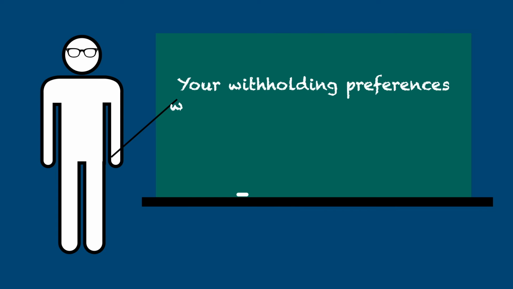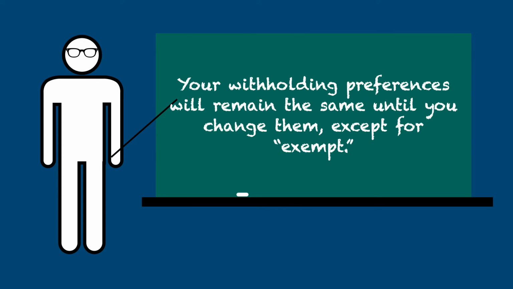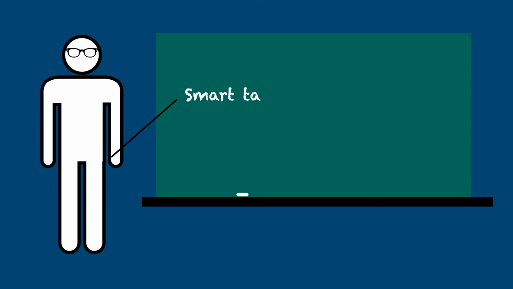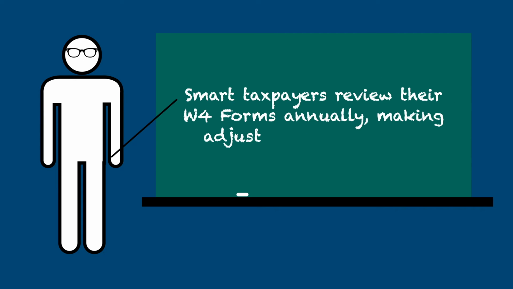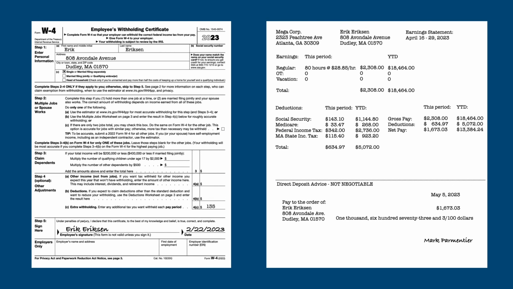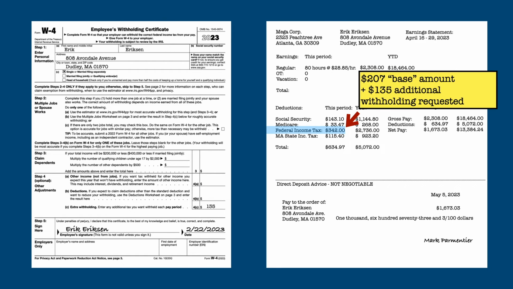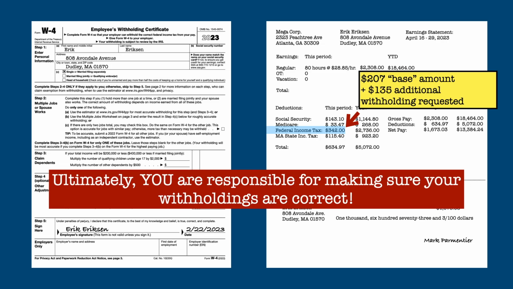Your withholding preferences will remain the same until you change them, except for exempt status, which must be renewed every year. Smart taxpayers review their W-4 forms annually, making adjustments for marital status, anticipated additional income, and family size as needed. It is very important, once you have submitted changes to your W-4 form, to check your withholding on the next paycheck. Your employer is responsible for withholding tax according to your W-4, but ultimately, you are equally responsible to check that your withholding is correct.